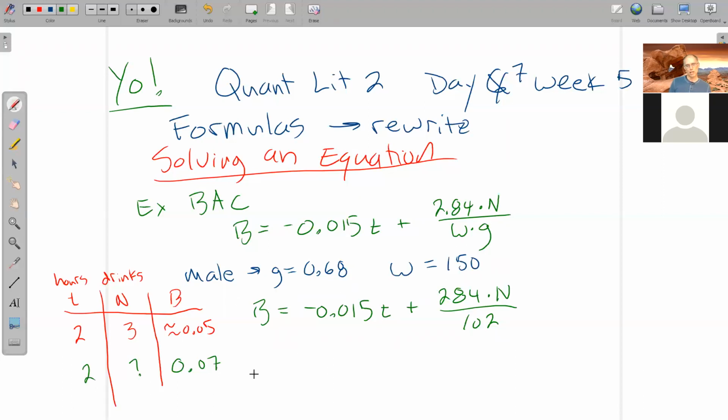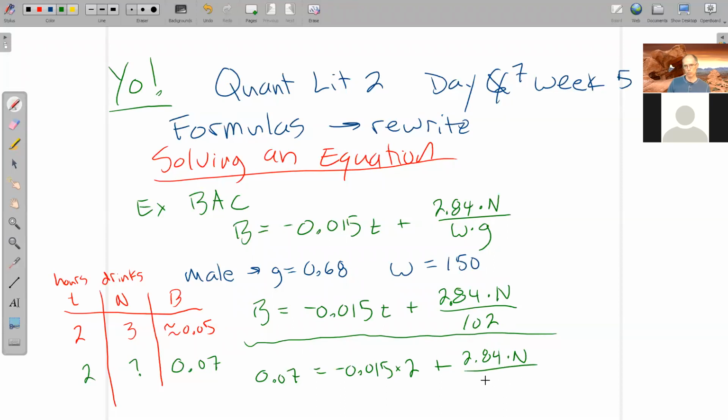Now, in that case, I can't just plug in, because I can't use a calculator directly, right? If I plug in this information here, I get 0.07, that's the target BAC, equals negative 0.015. I do have T, so I can multiply by 2 there. But over here, with my 2.84, I don't have a number of drinks. I'm leaving that variable for the moment. But I should be able to figure it out because that's the only missing thing here. So I should be able to solve for n. We're going to try and do that, and then we're going to generalize it.